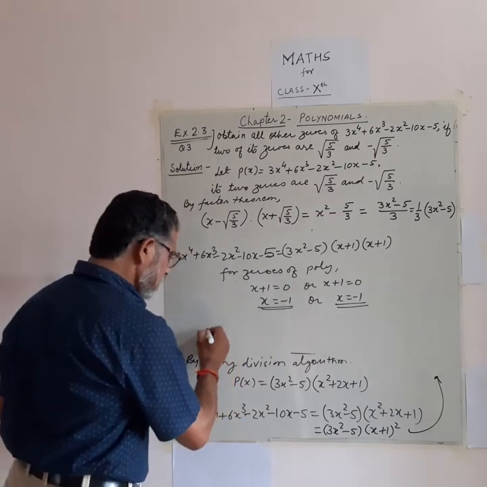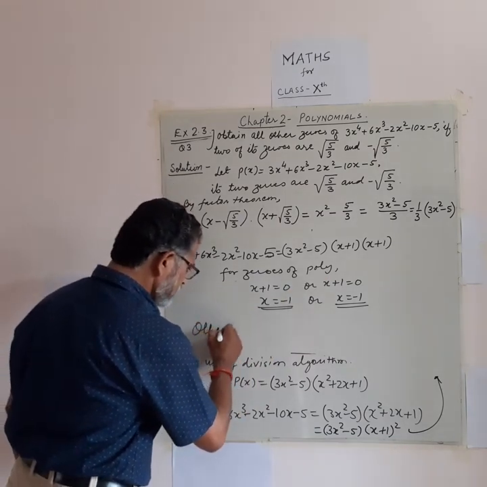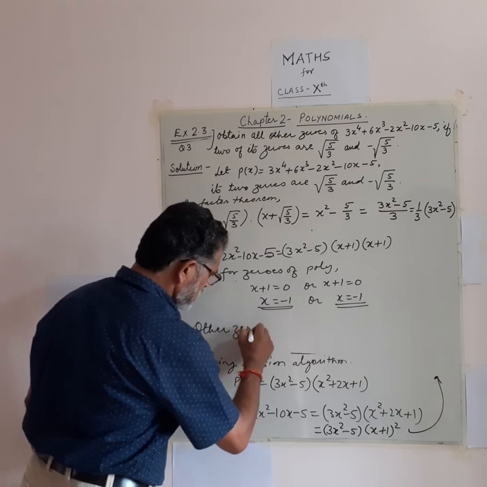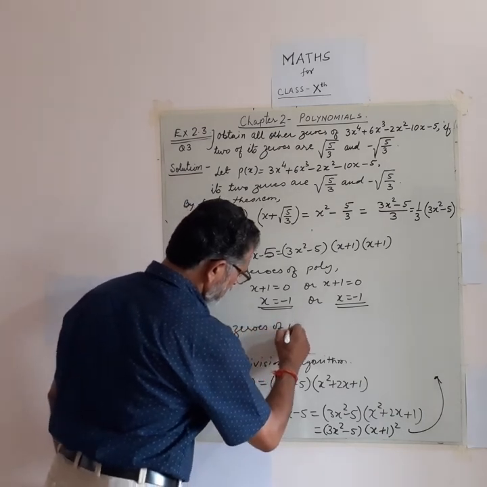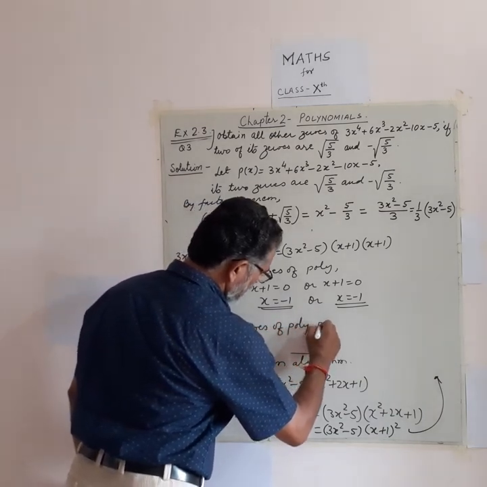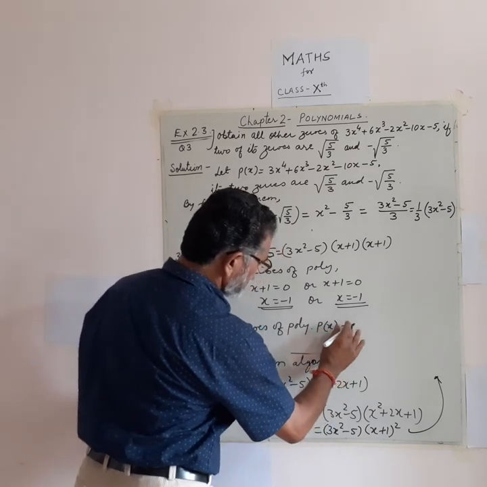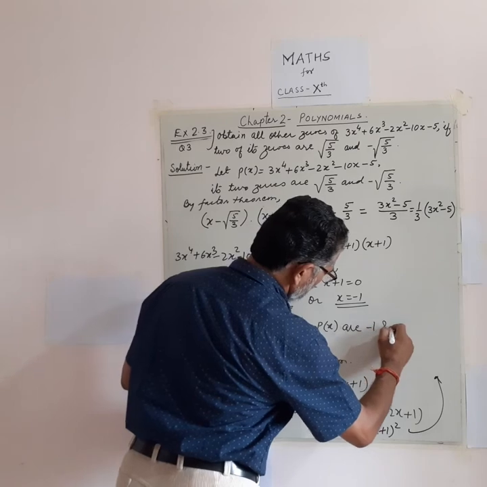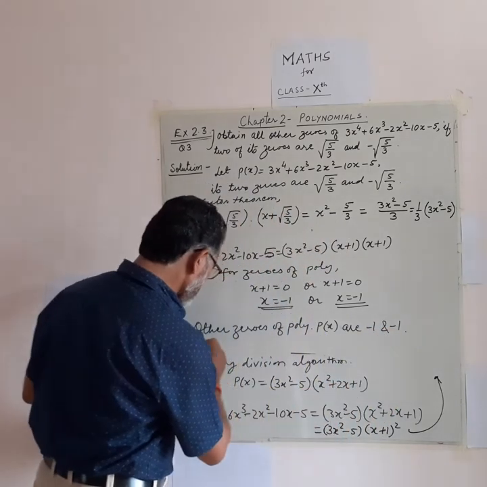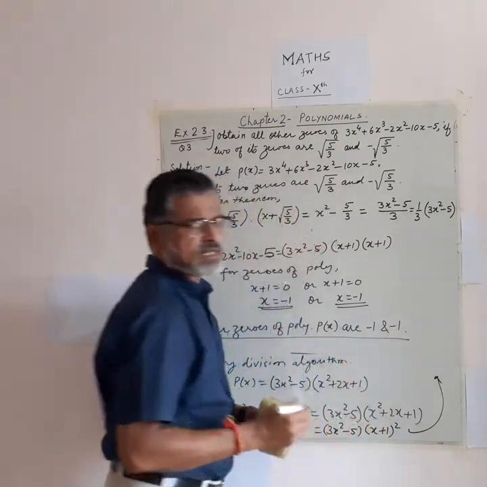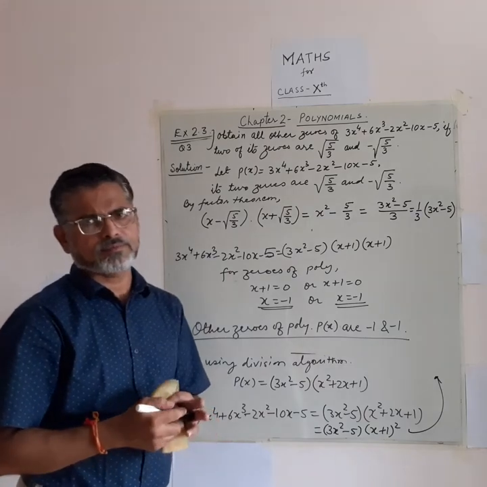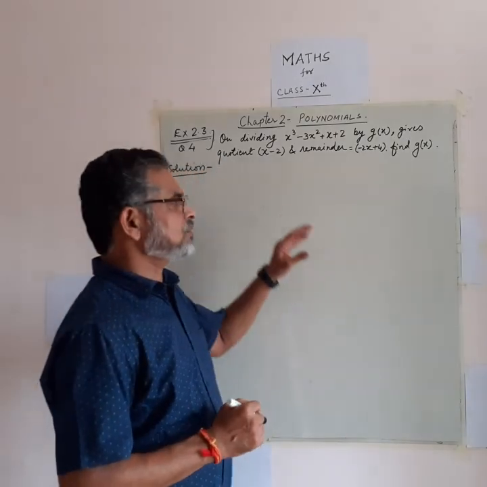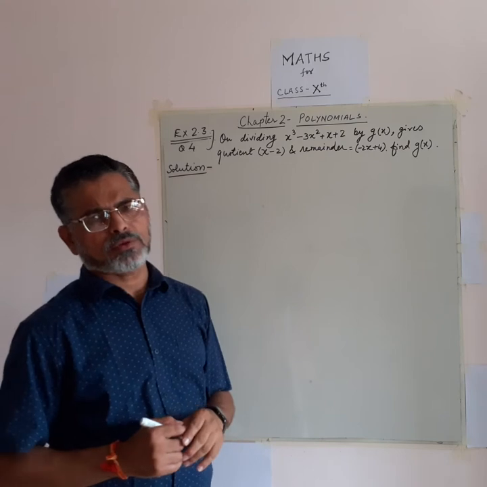So you can write the other zeros of polynomial px, or you can write completely are minus 1 and minus 1. ये आपका आंसर होगा. This is the answer. Clear? Now we come to the next question, that is question number 4.